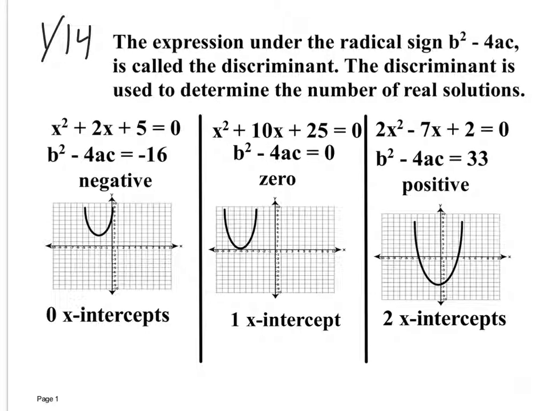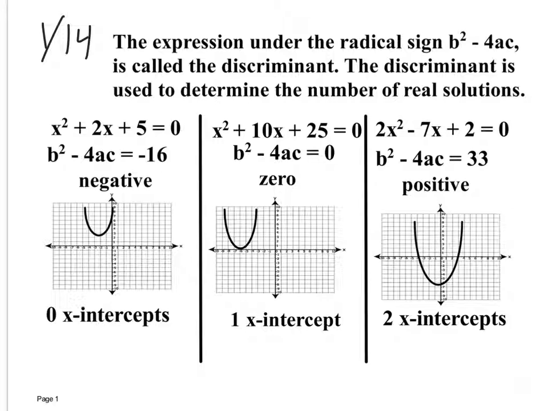All right, so continuing yesterday's lesson of quadratic formula and using it, there's a part of the quadratic formula that you can use, and it's called the discriminant. It's the expression that's under the radical sign. The radical sign is the square root sign. That's b squared minus 4ac.